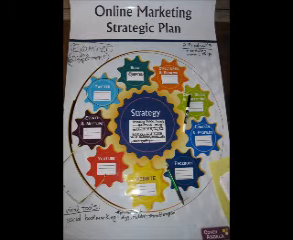So let's get started. Here is a visual representation of the 9 platforms of having an online presence. Each platform or group of platforms is represented by a cog or a wheel. And what you're looking at is a laminated planning poster that I use with my clients.